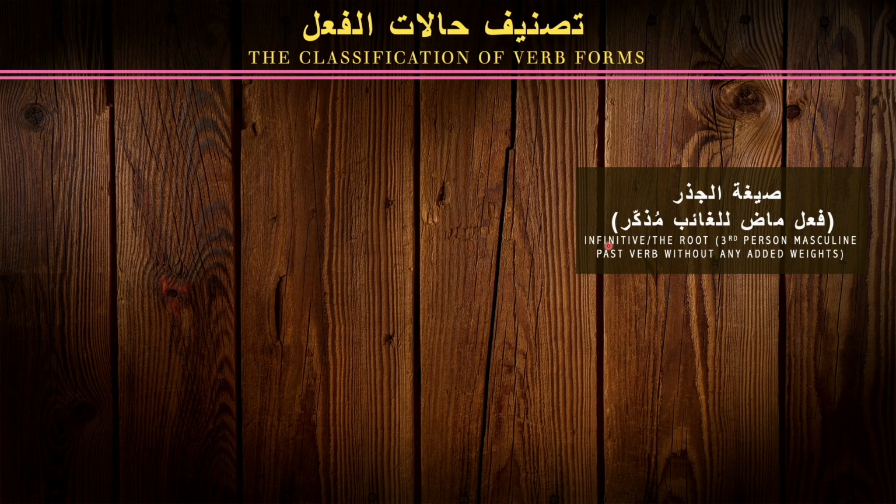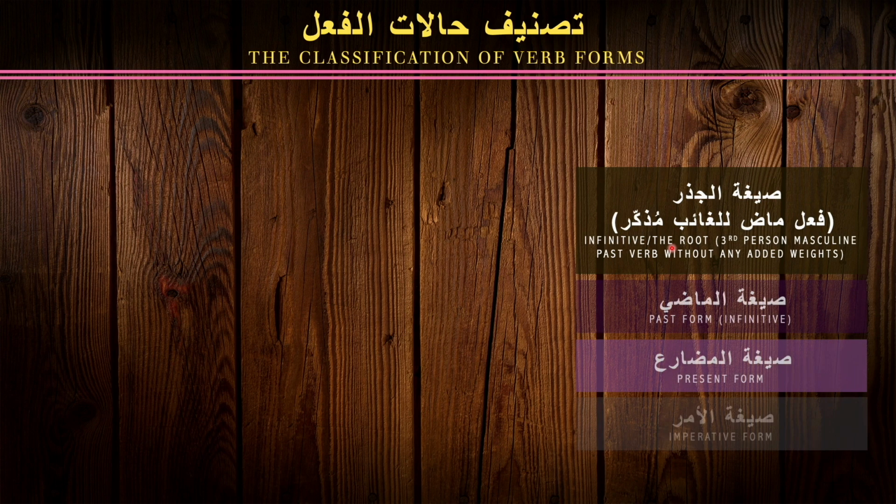صيغة الجذر is the root form, which presents the infinitive without adding any ways to the root. And it is for the third person masculine past verb. Then we have three forms. The first form is called the past form. It is the infinitive of any verb. In Arabic, the infinitive form is the past form for the third person masculine. And then the present form, then the imperative form.